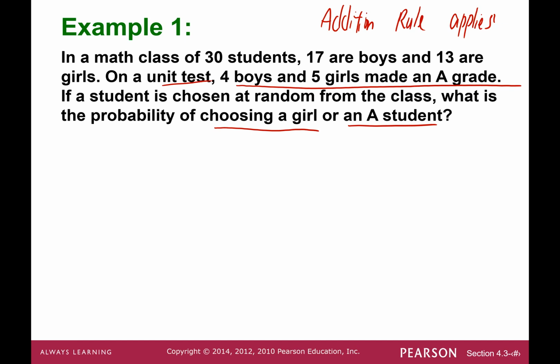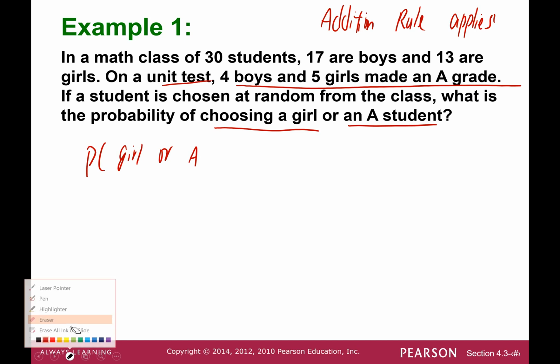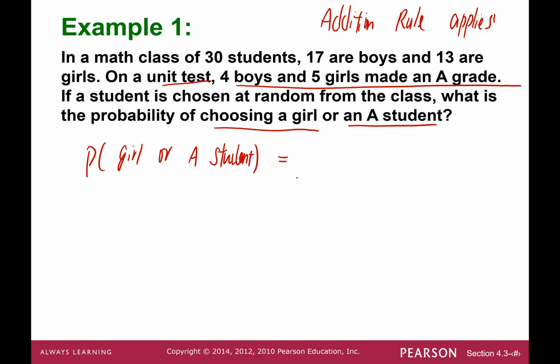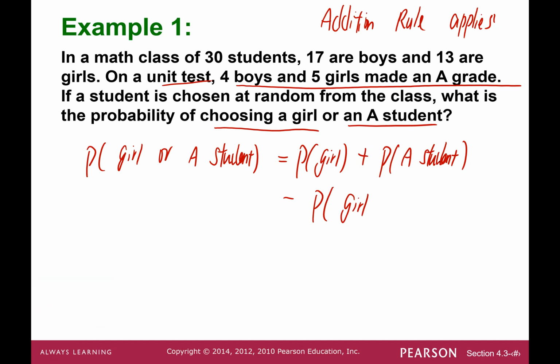Okay, let me show you the solution. If you just apply the addition rule, we are talking about the probability of a girl or an A student, either one of these. Applying the addition rule, it should be written as probability of a girl plus probability of an A student, and you're going to subtract the common section, girl and A student at the same time, because they have an intersection.